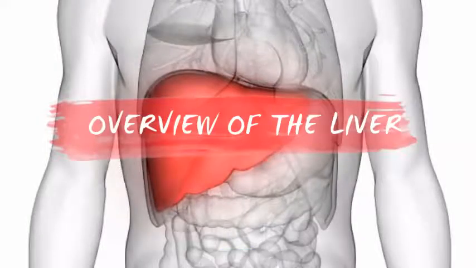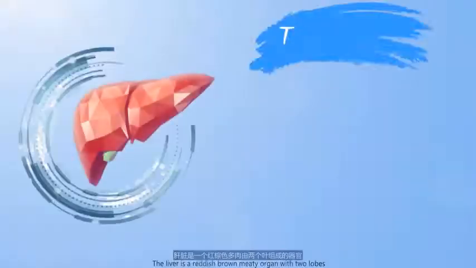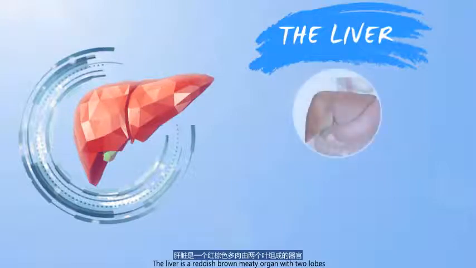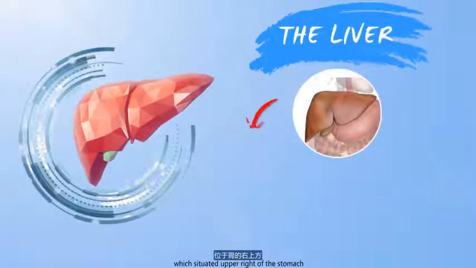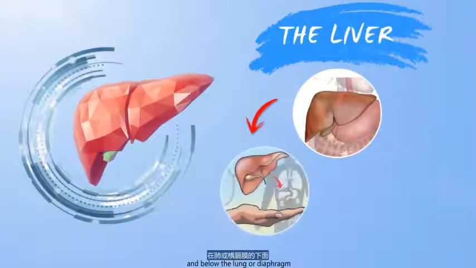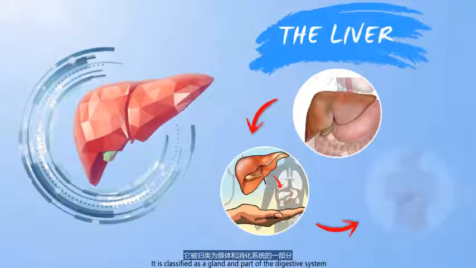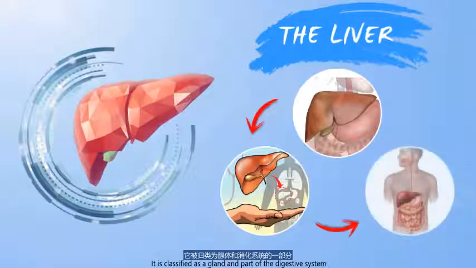Overview of the liver. The liver is a reddish-brown meaty organ with two lobes, situated in the upper right of the stomach and below the lungs or diaphragm. It is classed as a gland and part of the digestive system.